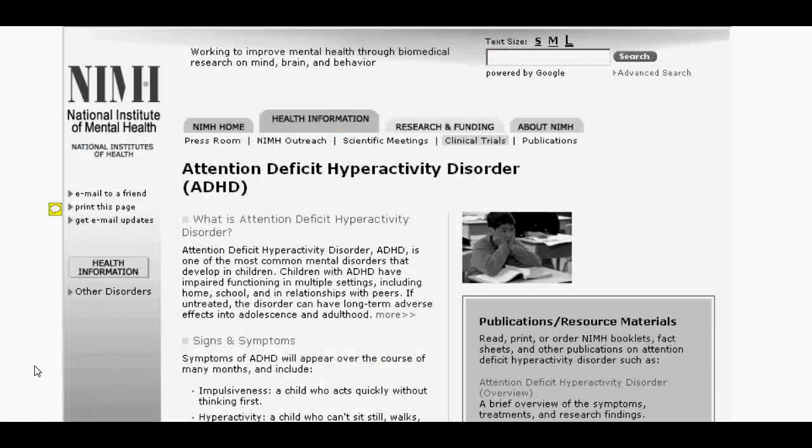The author uses a snapshot of the attention deficit hyperactivity disorder page from the National Institute of Mental Health to show us how their website looks. It's a great visual because then they're going to compare the ADD.com website. So we have a visual comparison of the two.